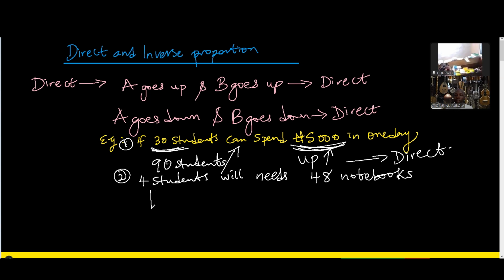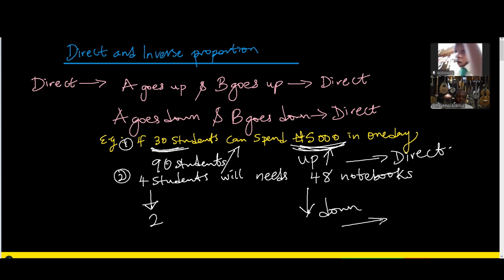If I reduce the number of students to two, what will happen to the number of notebooks? Will it go up or down? It will go down. Very good. So it's also direct. One quantity goes down, the other must go down. Okay?